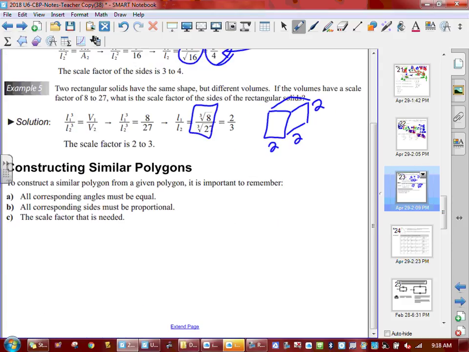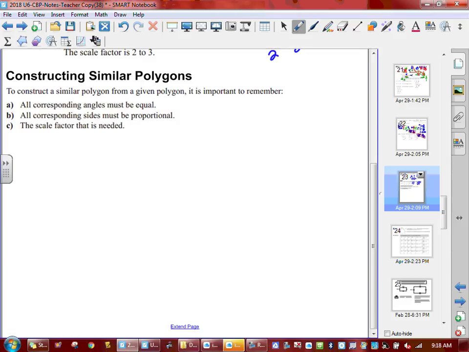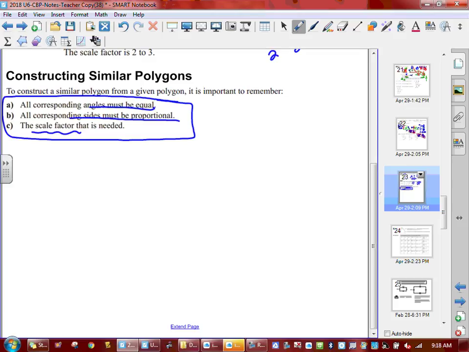How would we draw them if we had to draw them? Well, we don't construct them. All we're doing is comparing them. Now, if we're going to draw new ones, because sometimes they'll say, here's your scale factor, draw me a new object, that's okay, we can. But when we do, we have to make sure our angles are the same, our side ratios are proportional, and we need that scale factor in order to draw new ones.